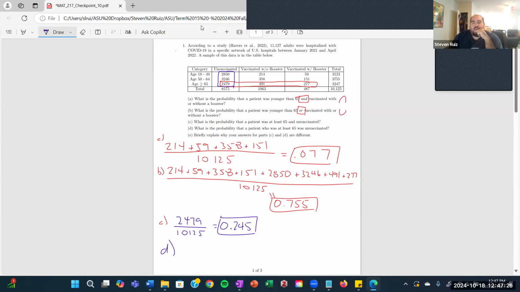But here, the way that's worded is subtle, but now I'm not looking at this whole sample. I'm only looking at the people who are 65 and older. So now this question is restricted to the bottom row here.